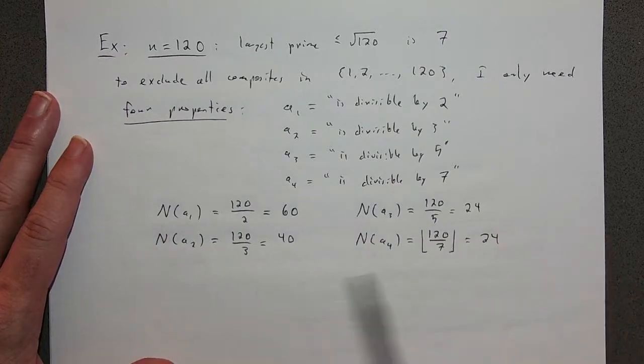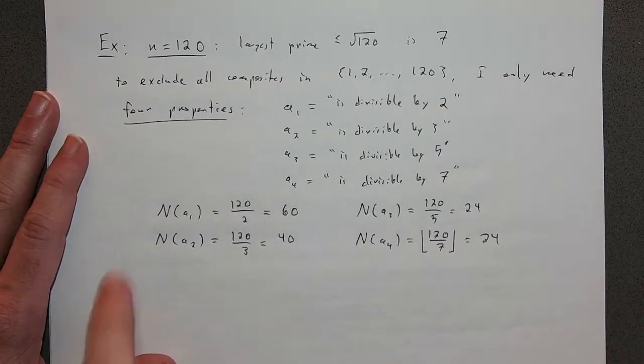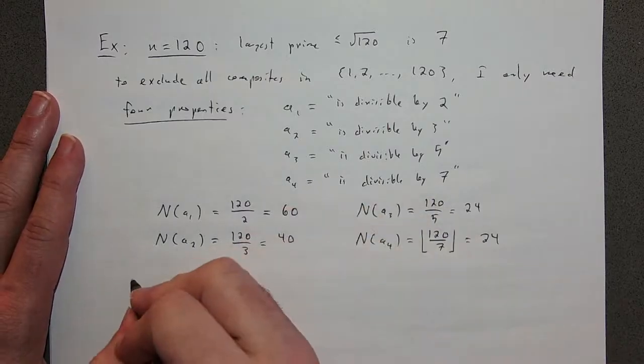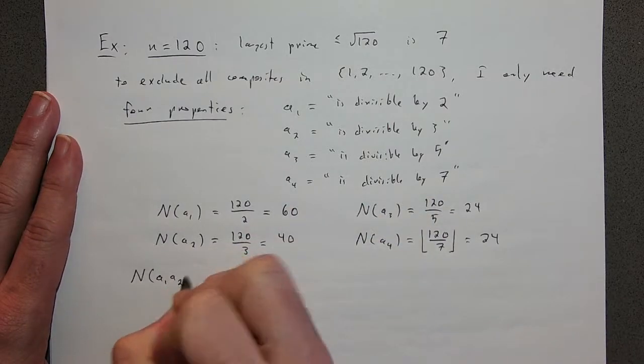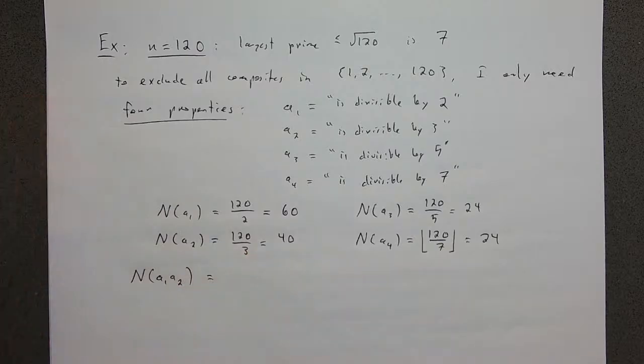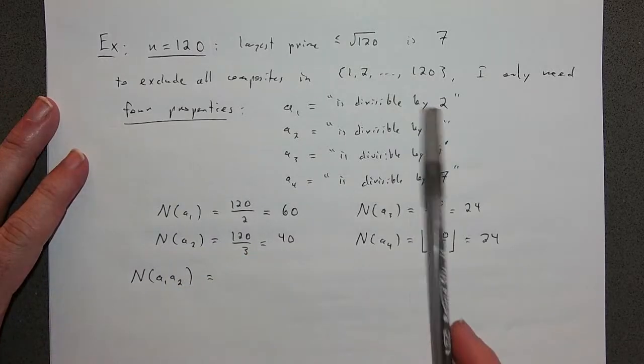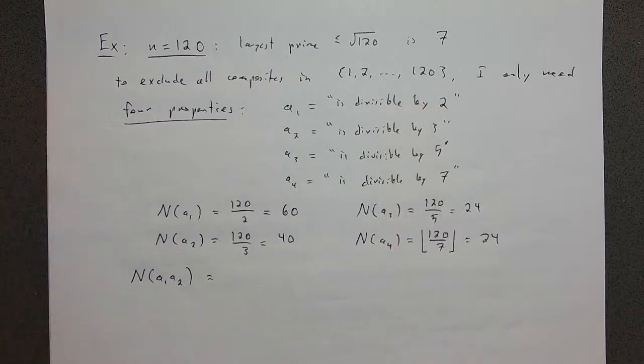So that's the count of all the properties taken one at a time. What about these things taken two at a time? So for instance, these would be numbers divisible by 2 and 3.